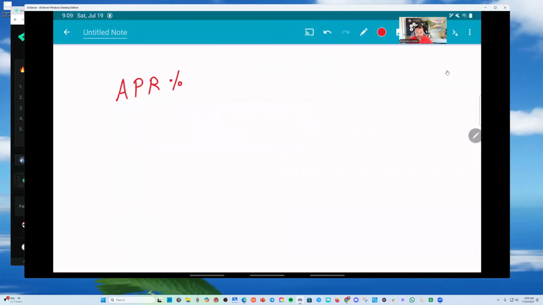APR percentage. This is not the be-all end-all. Yes, we talked about 50 to 100% APR being the target range that you're going for. But if all you look at is APR and you filter the information, I'll show you how to do this in a second, by highest to lowest APR, you're going to get these 2,000, 3,000%. So you're going to go, oh my God, I'm going to be rich.